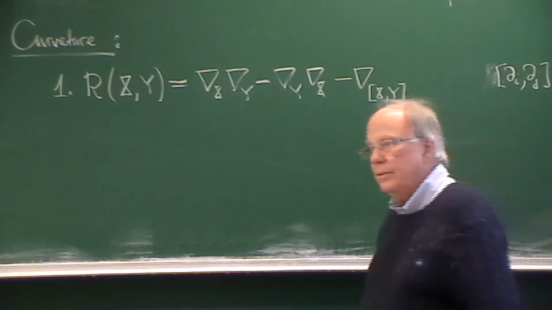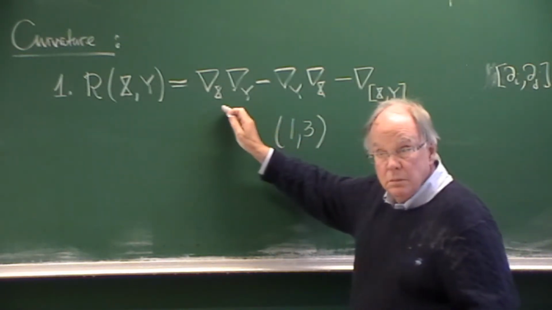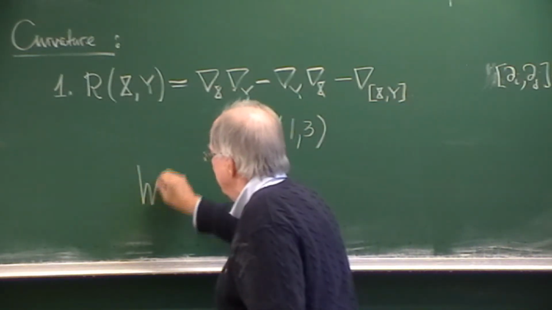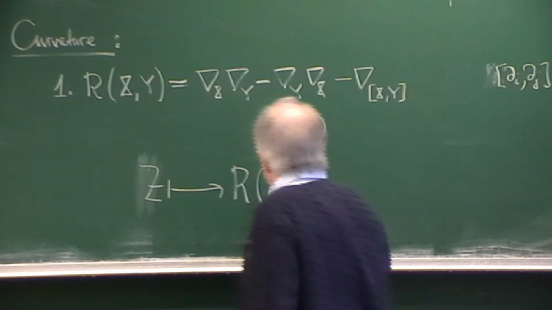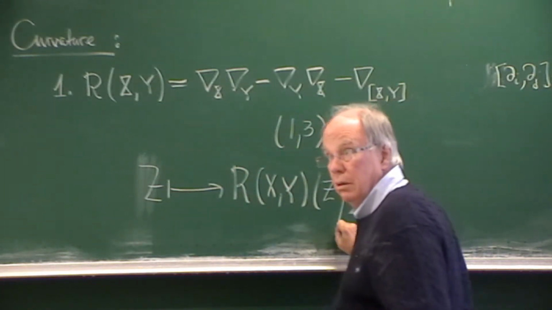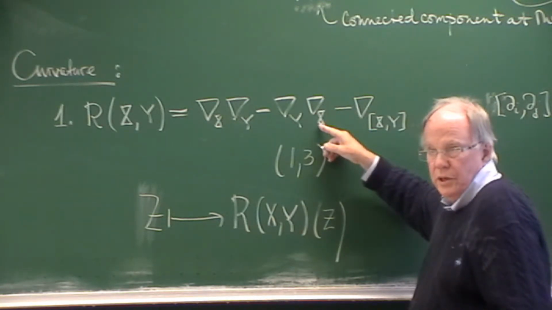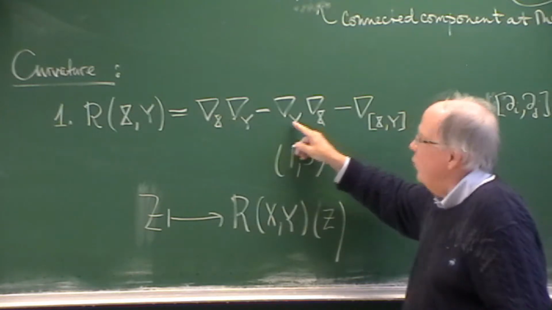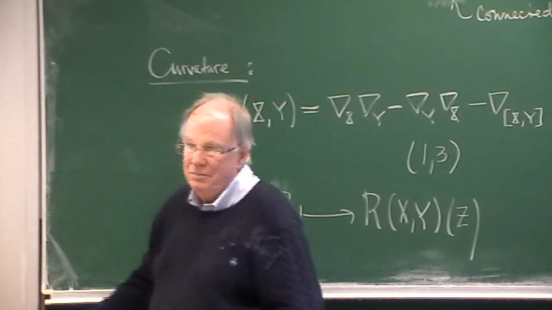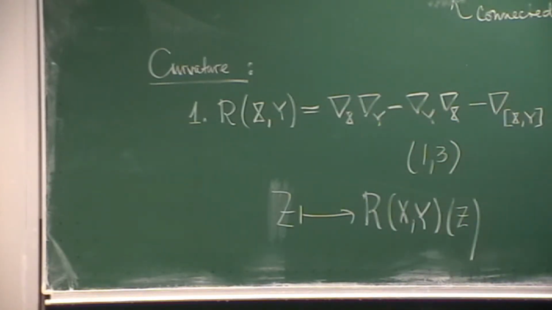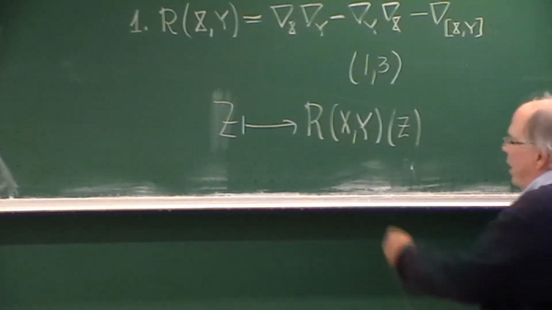This, as you see, is a 1-3 tensor. Why is it a tensor? It's a mapping. So it's a mapping W goes to R(X, Y)W. Oh, those guys use the letter Z. Z goes to R(X, Y) of Z. You take Z, you differentiate it with respect to X, and then you differentiate it with respect to Y. Or, it's a commutator, you differentiate it with respect to Y, and then differentiate it with respect to X. It's going around the parallelogram somehow. Okay? I think this was Riemann's definition. This is called the Riemann curvature tensor.